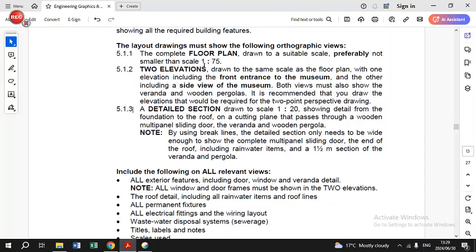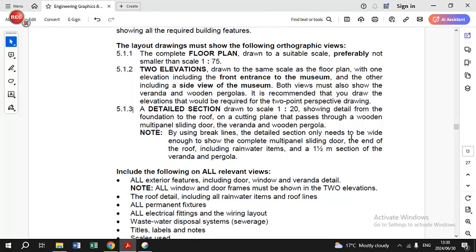which is going to be situated on your floor plan. So we will have to start there, and where you place it is very important. And then of course it must be through the veranda and the wooden pergola as well. So very important to note, by using break lines on either side, remember it's a section, a detailed section, and you need to use break lines.